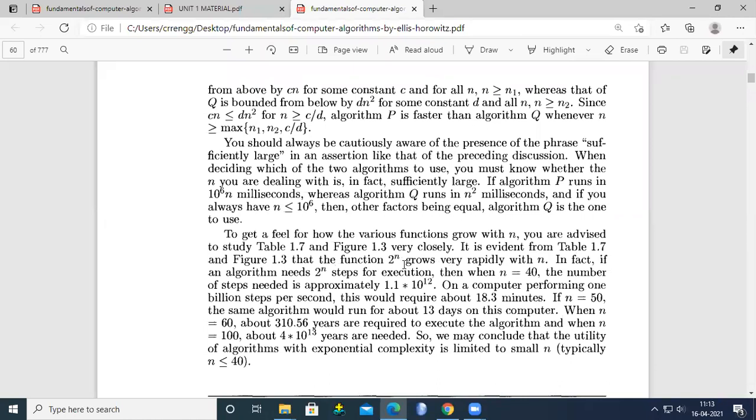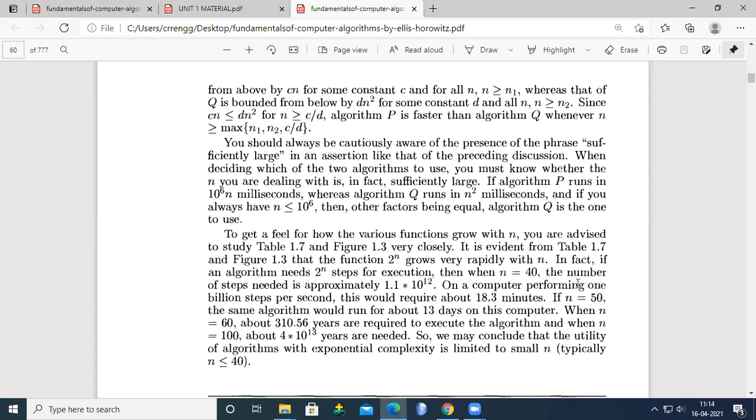See, the function 2 power n grows very rapidly with n. Since 2 power n is an exponential type function, which takes more time, the growth rate is very high. If an algorithm needs 2 power n steps for execution, then take the value of n as 40. The number of steps needed is approximately 1.1 multiplied by 10 power 12.